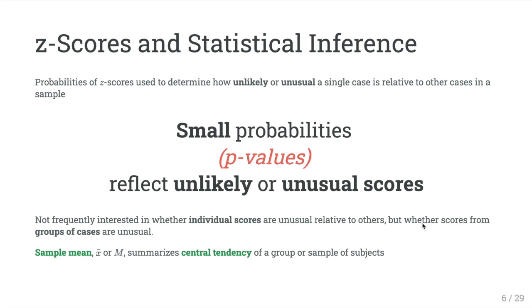The issue is we're not very frequently interested in whether individual scores are unusual, but we're usually wondering how groups of cases or groups of people are unusual. And so when we talk about a p-value, we're talking about the probability generally that is about this group compared to some other group or some other standard. So we're really going to be looking a lot at the sample mean and looking at how that compares to some comparison.